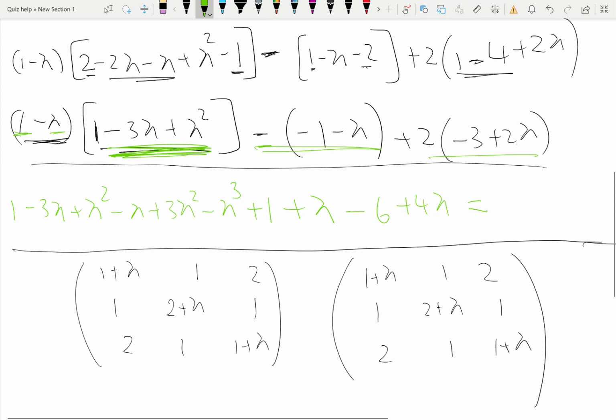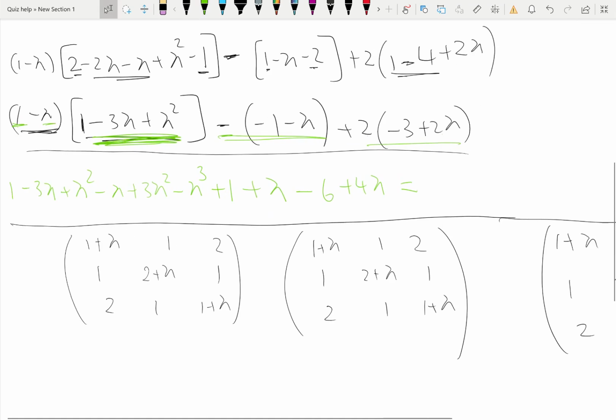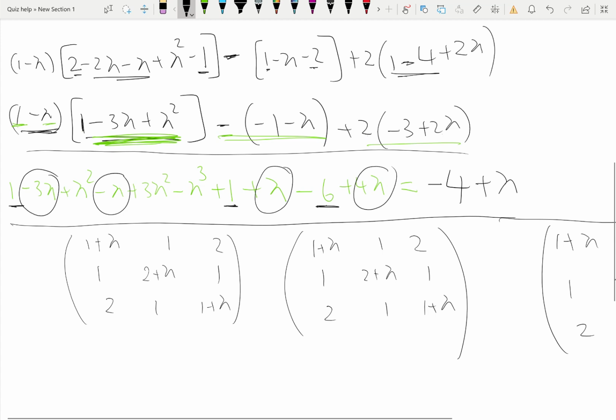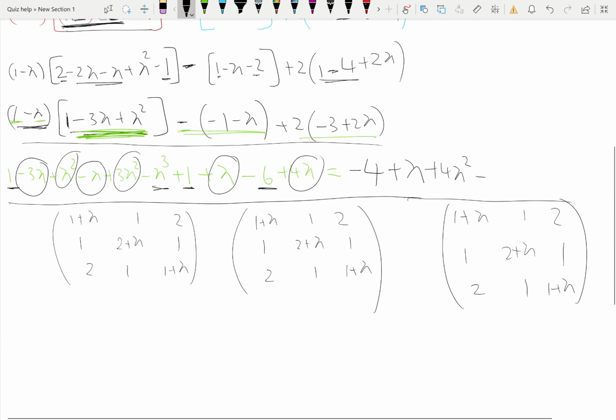This can be simplified, so now let's simplify. It's very important, okay? So constant terms first. 1 plus 1 is 2. 2 minus 6 is negative 4. Now lambda terms. Negative 3 lambda, negative 4 lambda, plus lambda: negative 3 lambda plus 4 lambda is plus lambda. Okay. Now lambda square terms. Lambda square plus 3 lambda square is 4 lambda square. That's it. Plus 4 lambda square. Now the lambda cube term is only one cube term, so the negative lambda cube.